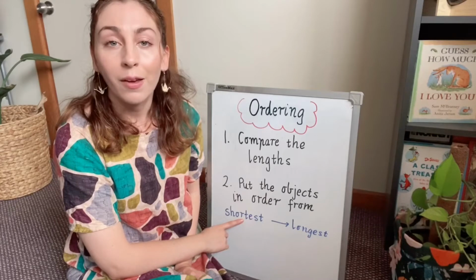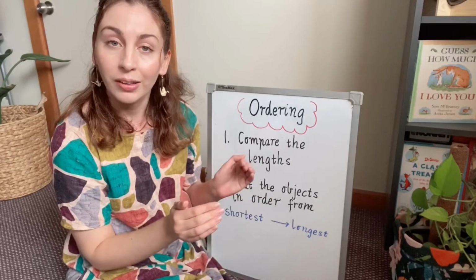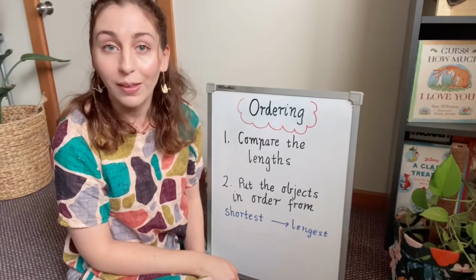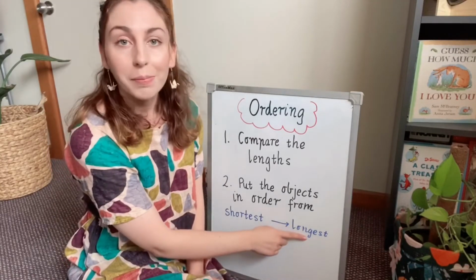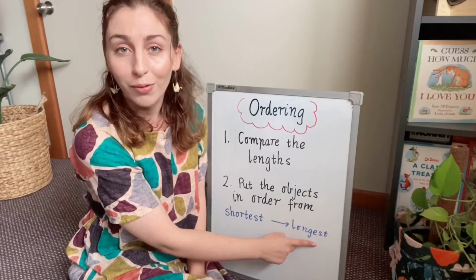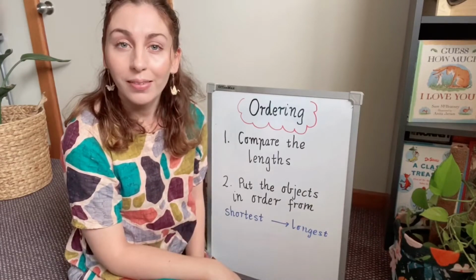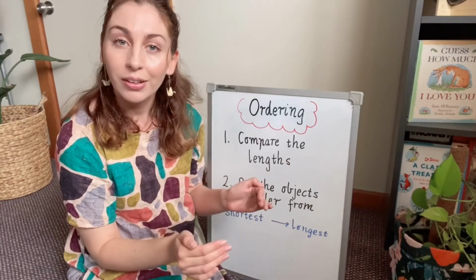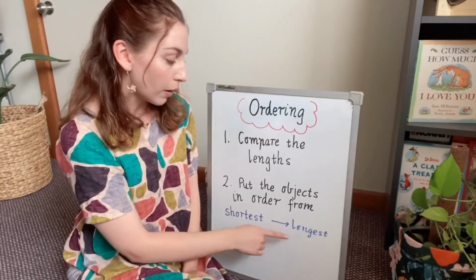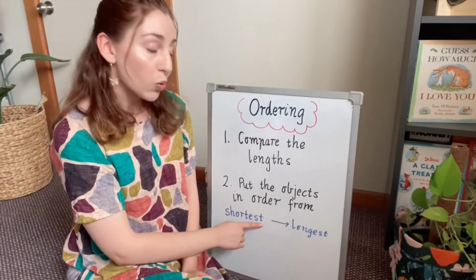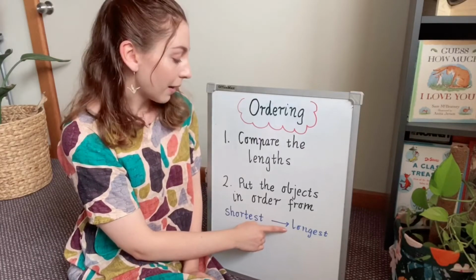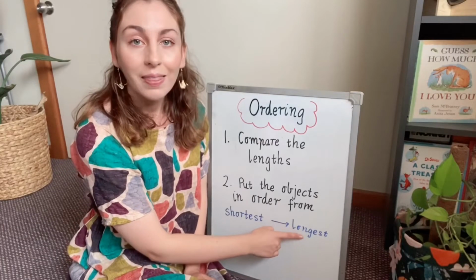Shortest means that there are no other objects in your collection that are shorter than that one object. That is the shortest object that you've got. Longest means the same, but on the other side. So this one is the longest object that you've got. You have no other objects that are longer in your collection than this object. In the middle, between the shortest and the longest, you figure out which one's the second shortest, the third shortest, and so on until you go up to the second longest and then the longest.